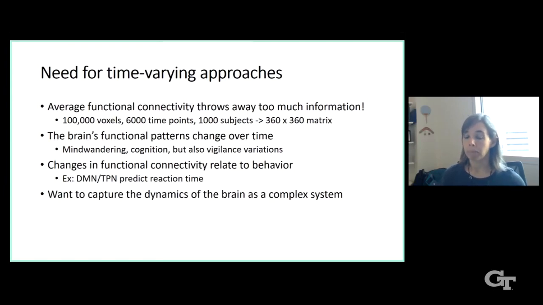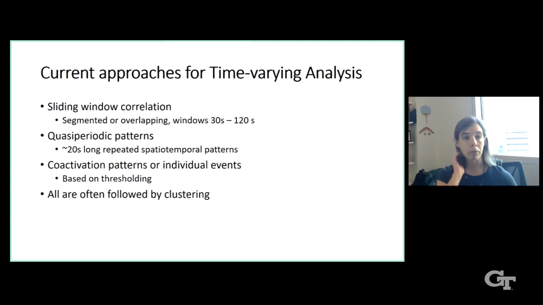We also know from other studies that changes in functional connectivity can relate to behavior. So not only are these interesting just in terms of how the brain is organized, but they actually have real world applications to how we behave. And so we really need to capture the dynamics, and that brings me back to our approaches for time varying analysis. So I'm not going to go into these in detail today.